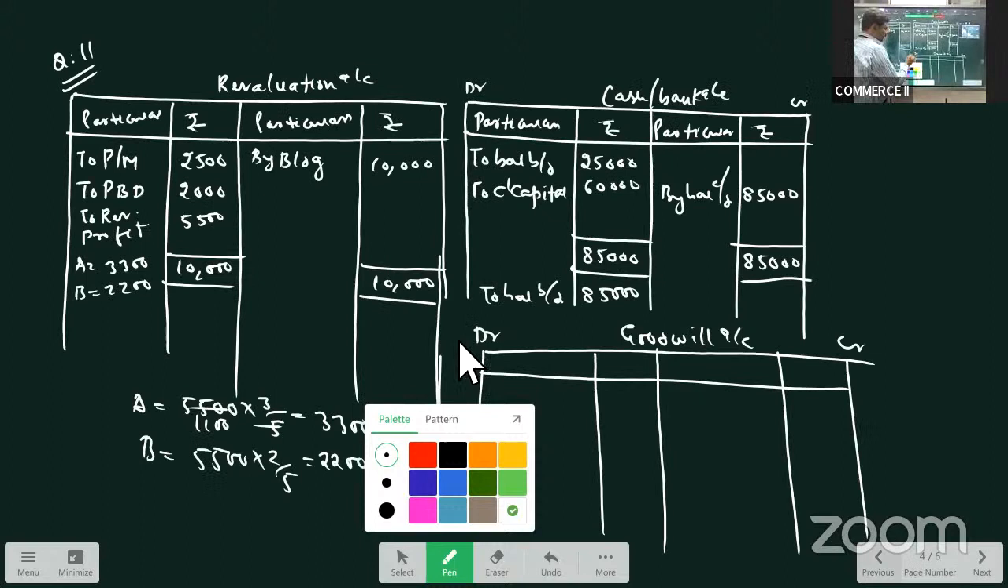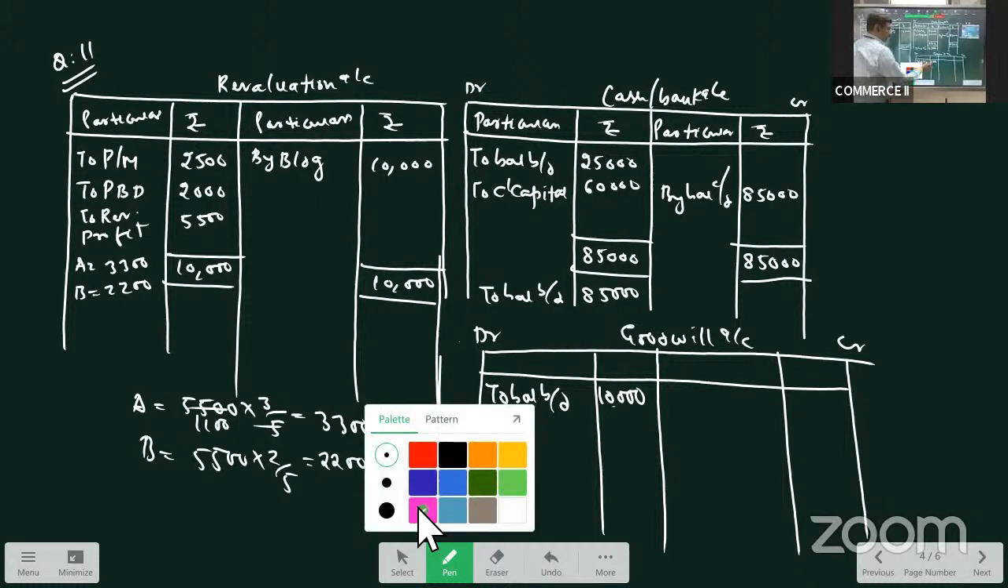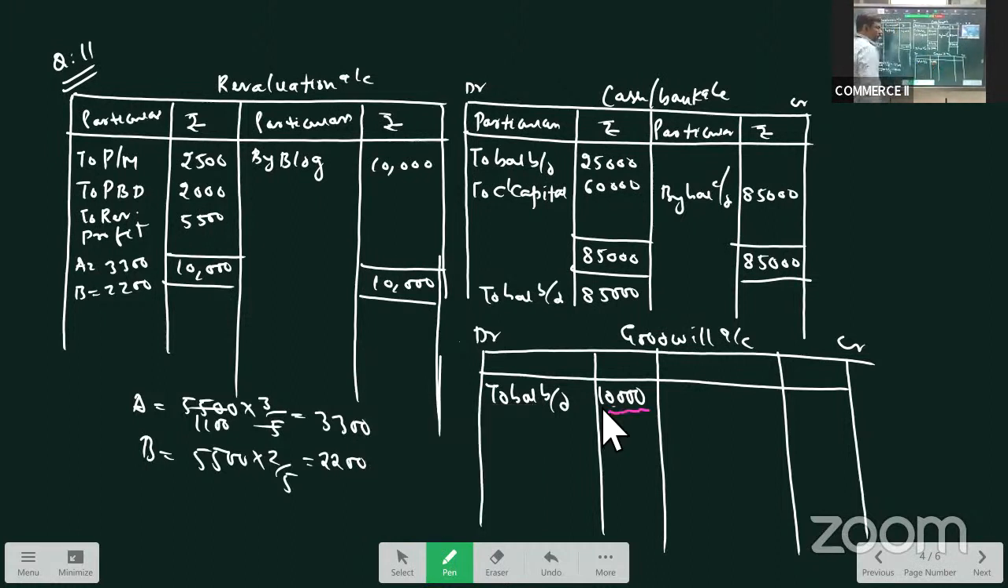So here, as I said, to balance brought down. What is this? This is the opening balance of goodwill given in the balance sheet on the asset side. You see, asset side goodwill is given as 10,000. That amount you should write on the debit side.